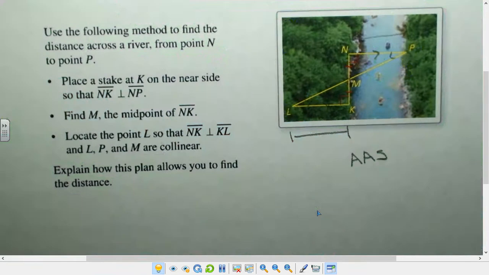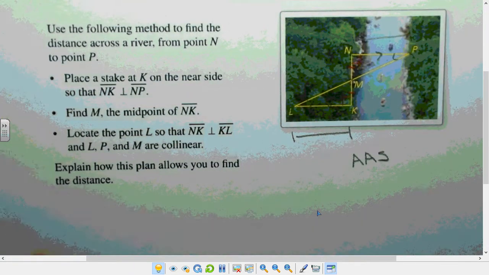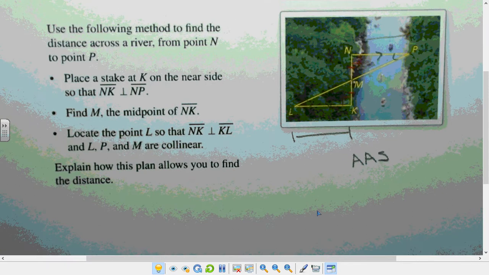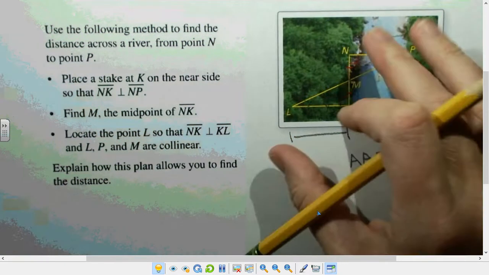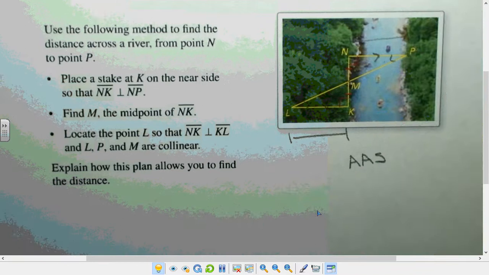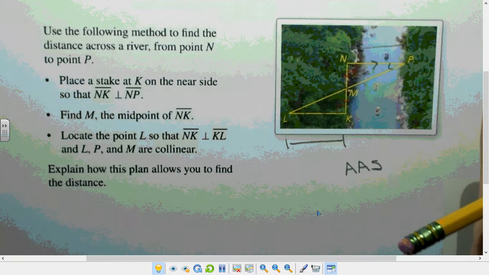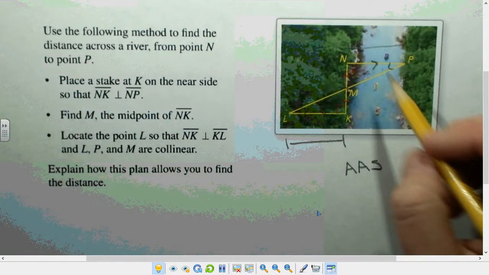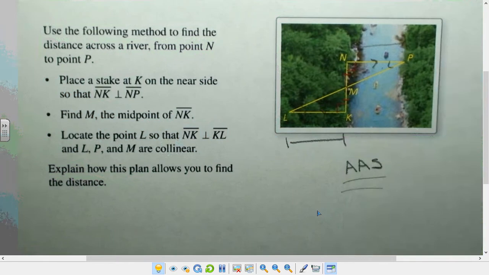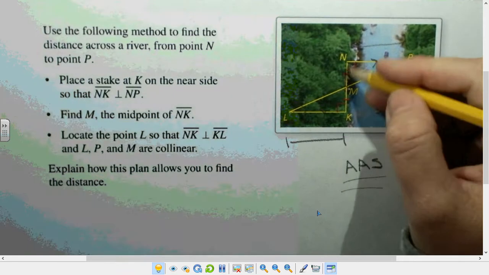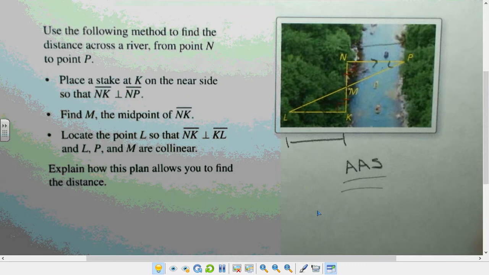So anyway, I thought that was interesting. It's just an example of how we can use congruent triangles. I don't know how applicable this situation is to real life, but I thought it was an interesting example of using one of our methods, and what we know about lots of things, perpendicular lines, midpoints, all that kind of stuff.